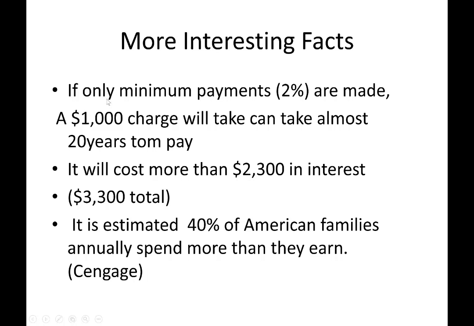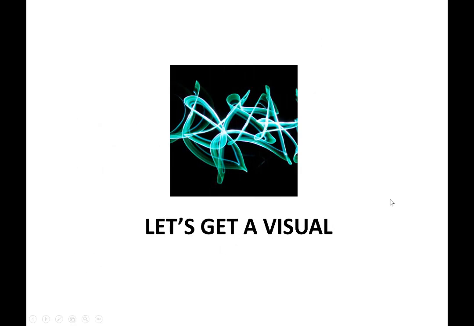Other interesting facts, we'll talk about debt and personal purchase patterns. If only minimum payments, which is 2% of a credit card bill, are made, let's say, for example, on a $1,000 charge, it can take almost 20 years to pay. That's a lot. It's going to cost more than $2,300 in interest. You'd pay $3,300 total. It's an estimated 40% of American families annually spend more than they earn. So they're living beyond their means.